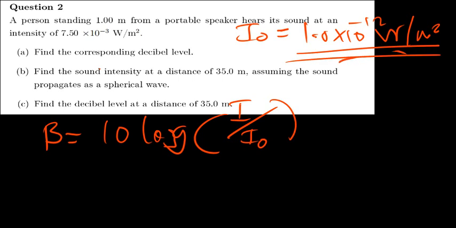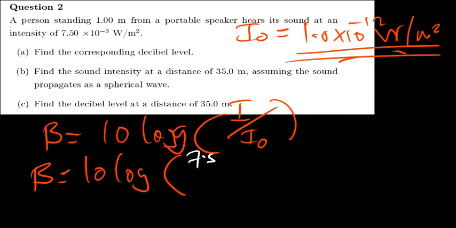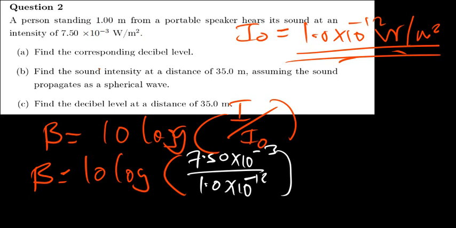Now I can plug in the values. The intensity which is on top here is 7.5. So this will be given by 10 log of 7.50 times 10 to the power negative 3. I divide this by 1.0 times 10 to the power negative 12, like that.